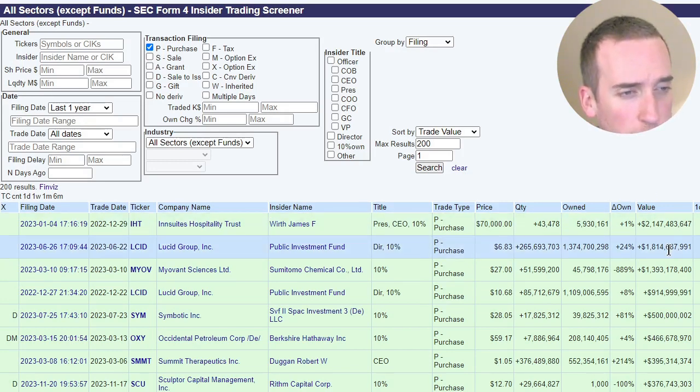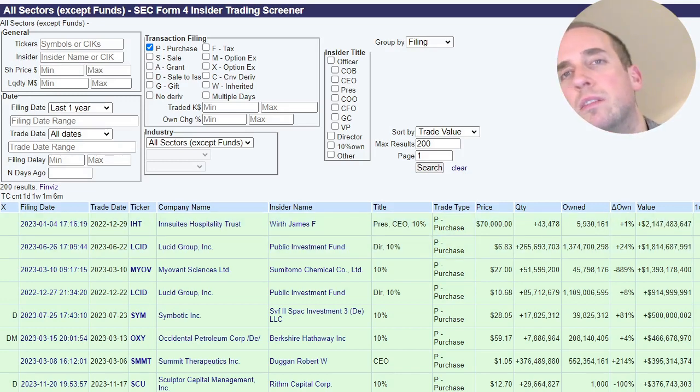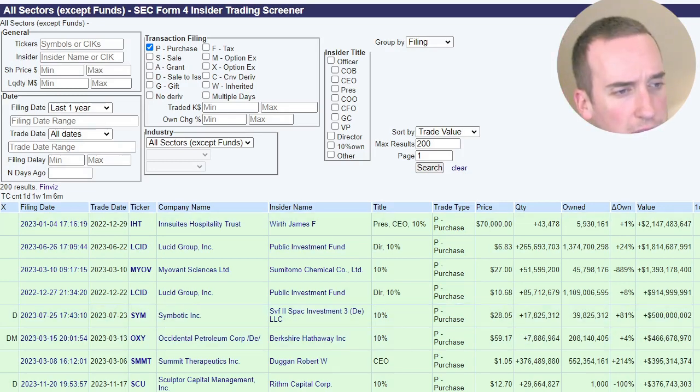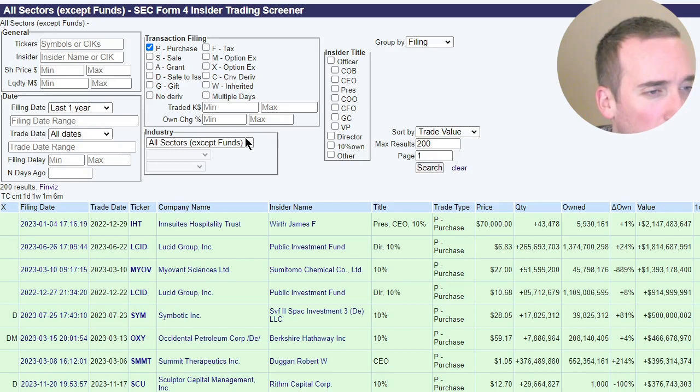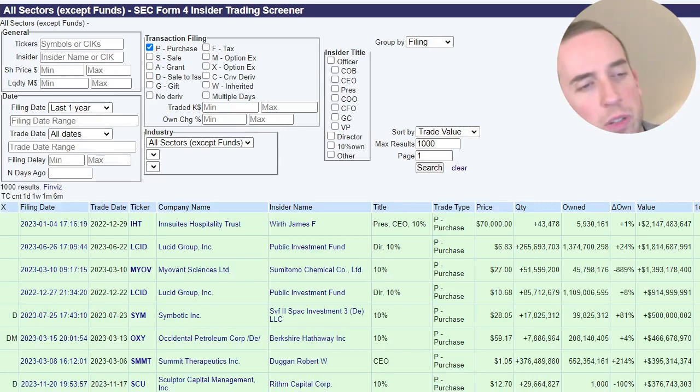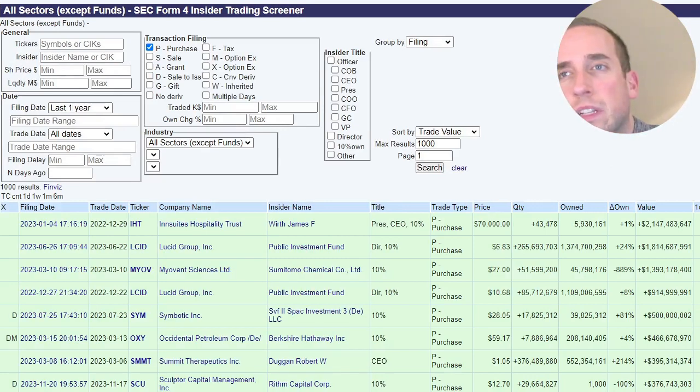Then we have Lucid, which is showing billion. Okay, so yeah, I'm not interpreting this website correctly. Let's group by, let's see, owned. I can't do owned. All sectors. Yeah, I can't figure out max results. We want to be max. So it's showing the top 1,000.